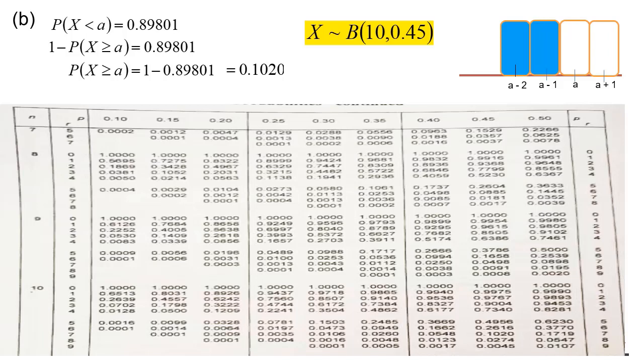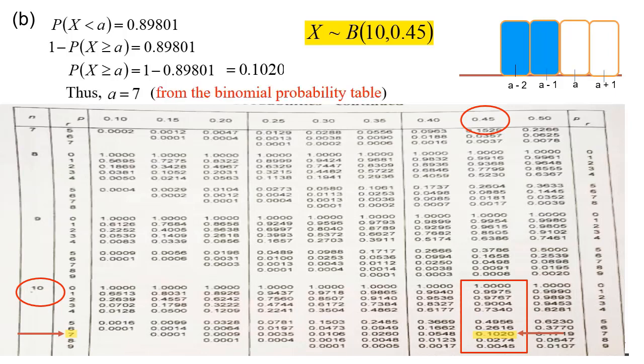We're going to read this from the binomial table. So we go to the page of n equal to 10 and p equal to 0.45. This is the region. We find the probability 0.1020 at the row of n equal to 7. So therefore, for this question, the value of A is 7.